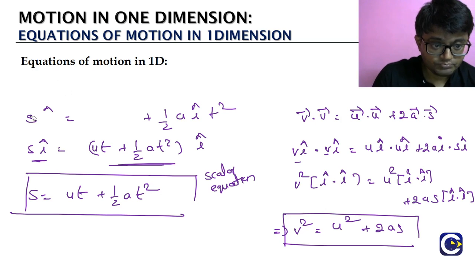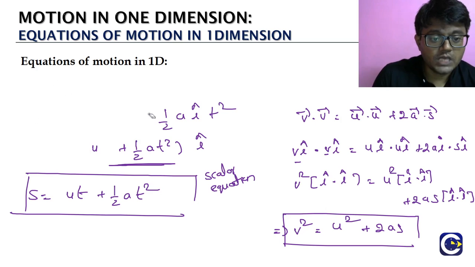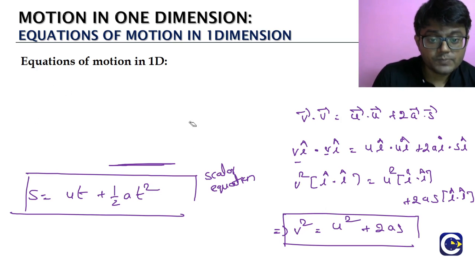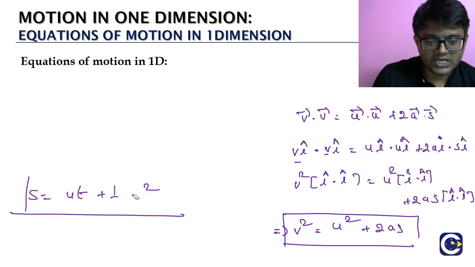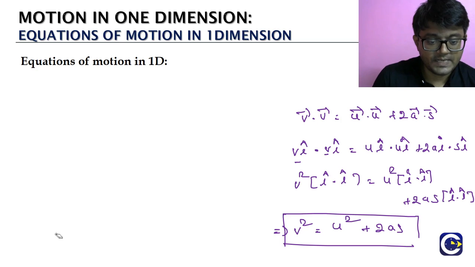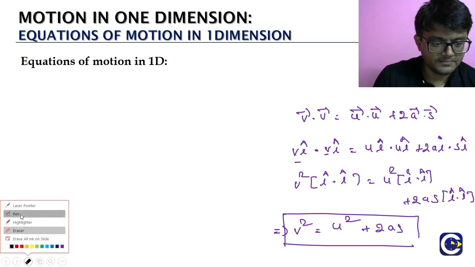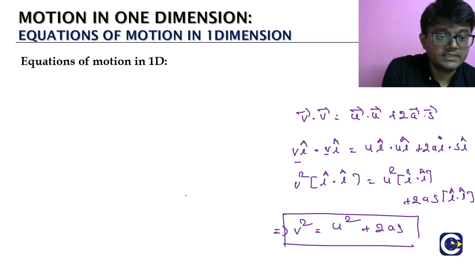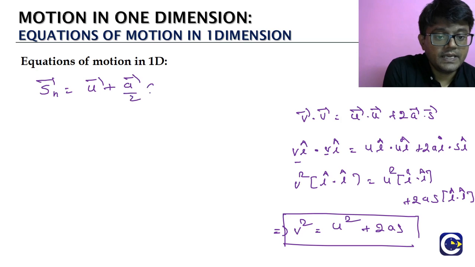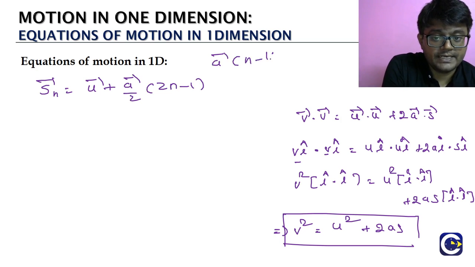Okay, now we have one more equation, which is the displacement in the nth second of the journey. What is the formula we have derived for this? Sn is equal to U plus A by 2 into 2n minus 1. We have said there are two forms in which we can write it. Instead of A by 2 into 2n minus 1, we can write it as A into n minus half, or A plus n minus 1, like that.